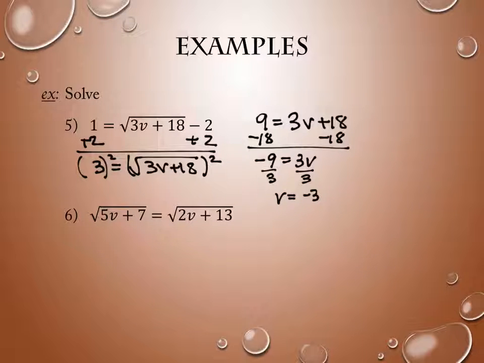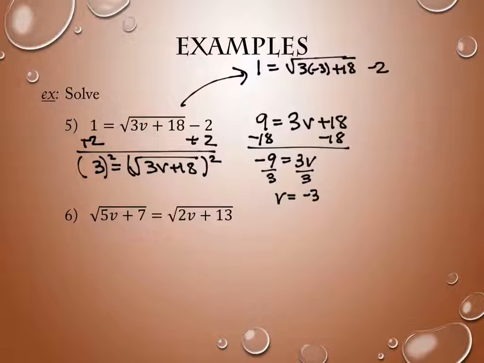Now, I'm not going to check every problem with you, although you certainly can check it on your own. But let's check this one just so you can see they really do work when they're supposed to work. The last one I showed you wasn't supposed to work and it didn't. So let's just check to make sure it really does in fact work. So v is supposed to be negative 3. So I'm supposed to get 1 when I do this. So I have the square root of 3 times negative 3 plus 18 and then minus 2. I always have to go back to the original equation when I'm putting things into check.